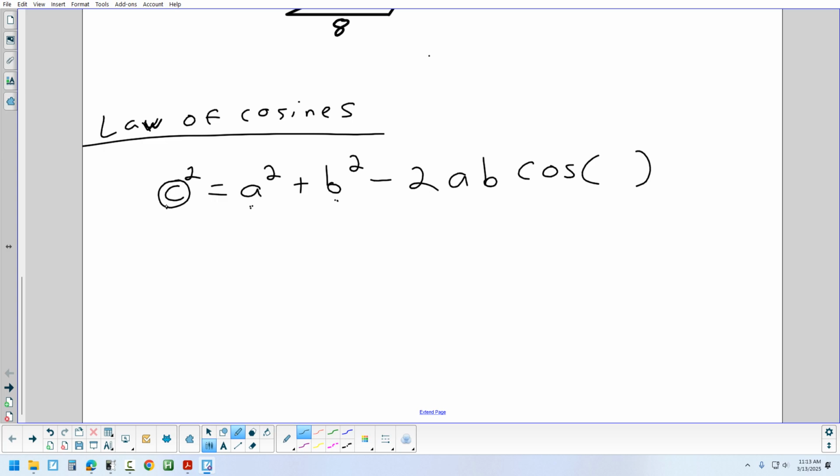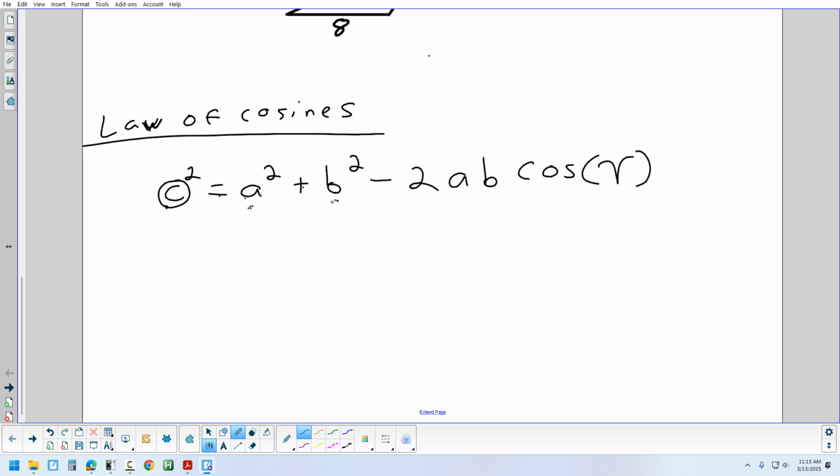What angle is across from C? Yeah, gamma. So that's the law of cosines. In general, it's one side squared equals the sum of the other two sides squared minus twice the other two times the cosine of the angle across from the letter you started with. And you would just switch the order to solve for A or B, correct?